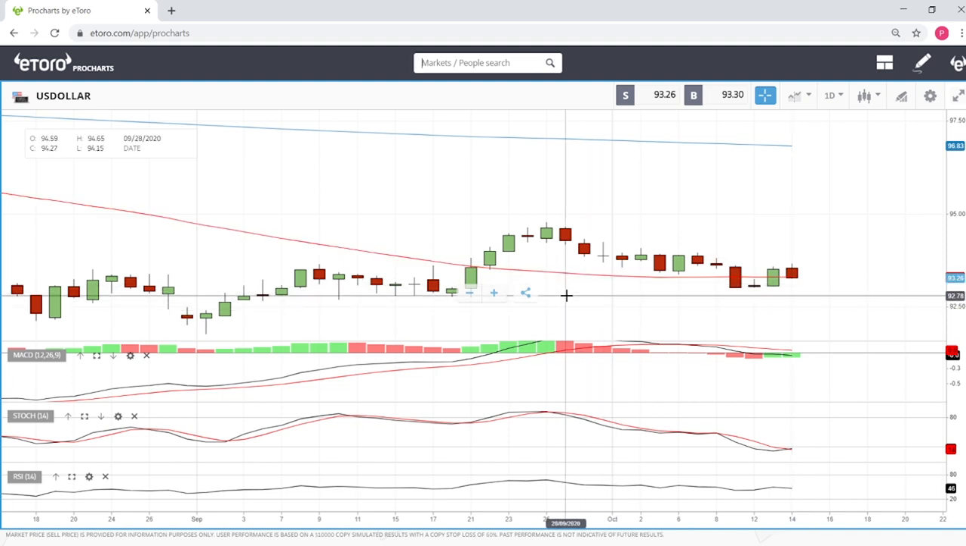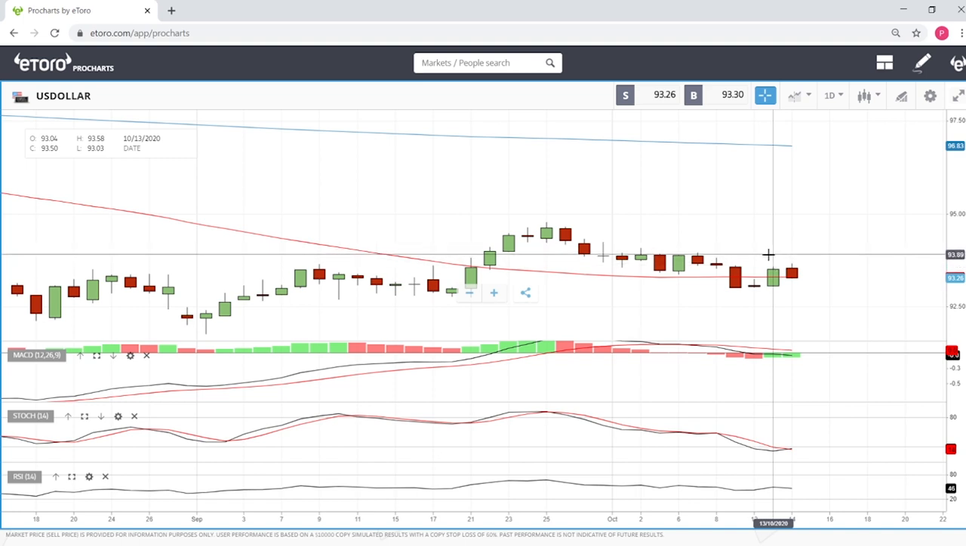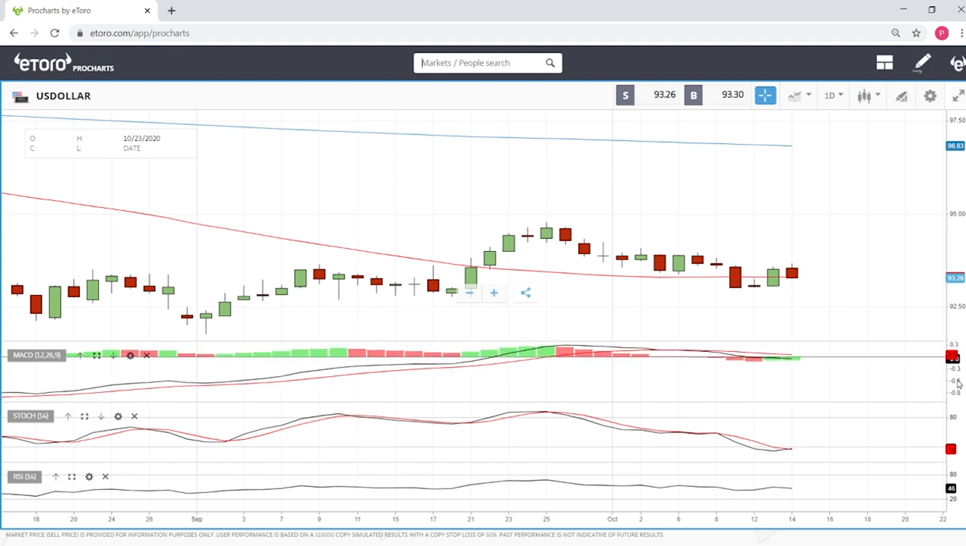So if we break down below the 50 moving average, we'll go to these lows at 92.78 and then all the way down to 91.77. If we rally from here, then we'll go to this level here that is at 93.89 and then towards 94.7, and after that towards the 200 moving average.